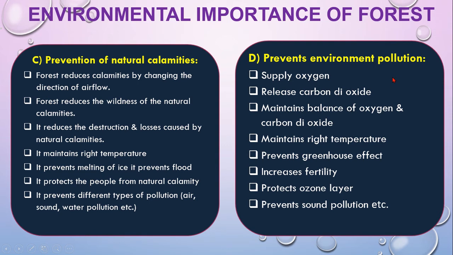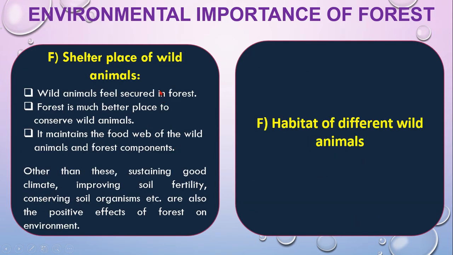It supplies oxygen, it absorbs carbon dioxide, and it maintains the balance of oxygen and carbon dioxide. It maintains the right temperature, prevents the greenhouse effect, increases fertility, protects the ozone layer, prevents sound pollution as well, and is a shelter place for wild animals. We know all types of wild animals live in the forest. So if the forest is destroyed, then wild animals will not survive. So wild animals feel secure in the forest.